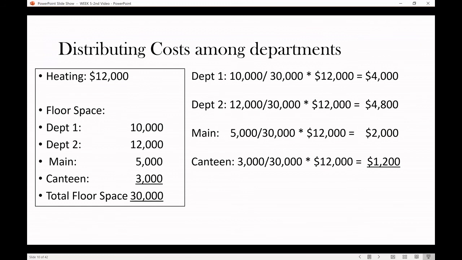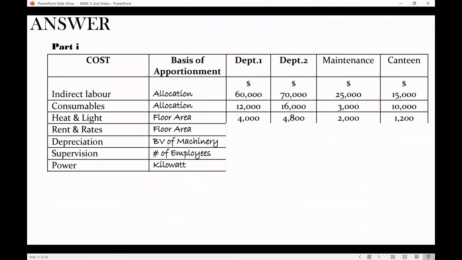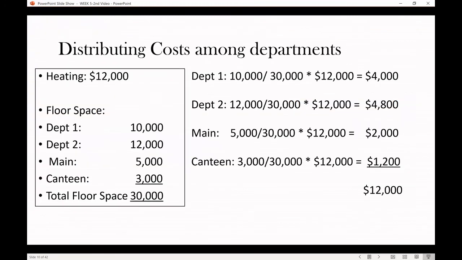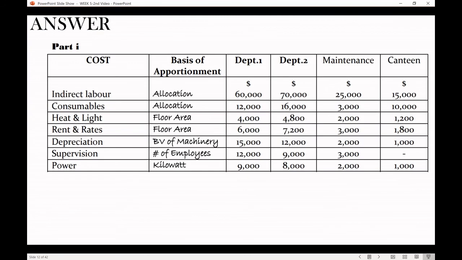Point to note: if we add these costs at the end, we should end up back with the $12,000 being shared. So we would do this for all the costs that we have. We put in those figures for heat and lighting, and we do the same for rent and rates, depreciation, supervision, and power. We sum the basis of allocation, then we put each department's figure upon the total and multiply by the total cost we're trying to share, to get each department's figure, right? So just to go back for you to see how we did heating, and do the same with the others. So we would have filled out our table.